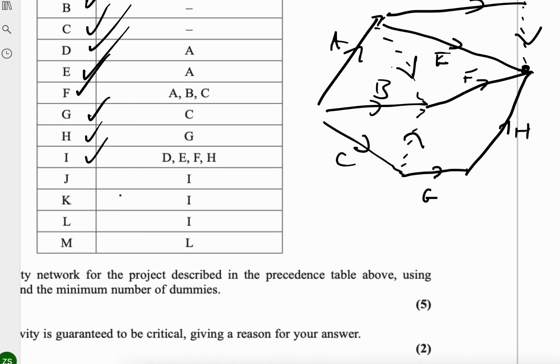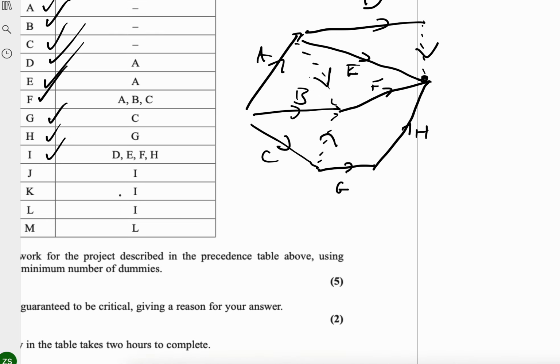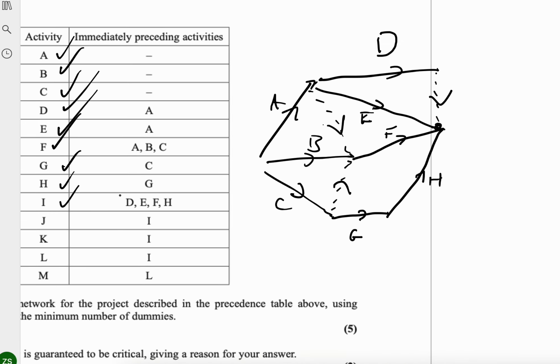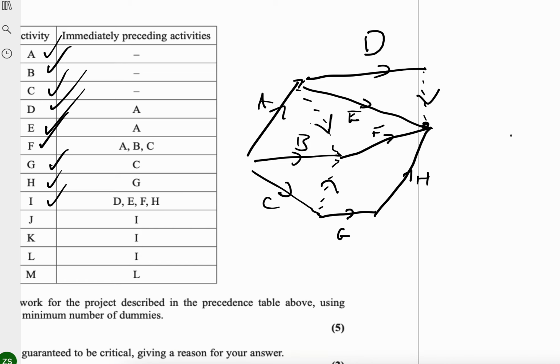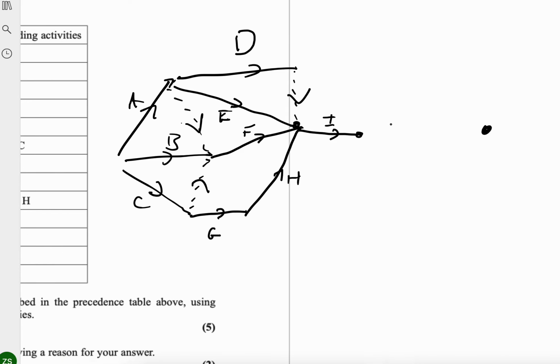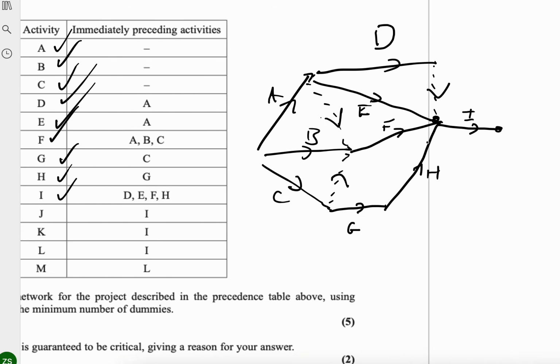So I, does it have a prerequisite? Yes, J and K. It has 3 prerequisites. And L. So I'm going to put my I here. And now I need J, K, and L all coming from it, but L also needs to connect to M. And we also need to go to our sync node.